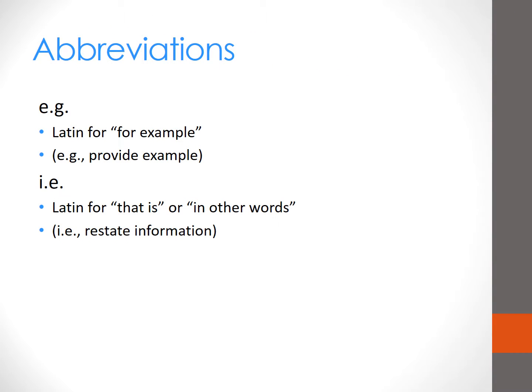Abbreviations. Again, I'm not going to go through all of the punctuation examples that I've provided in the primer. I'm just going to camp out on a few here. E.g. is Latin for example. So if you're going to use that abbreviation, the correct punctuation is E period G period comma, and then provide another example. I.e. is Latin for that is, or in other words. So the correct punctuation is I period E period comma, and then restate the information that I just read.